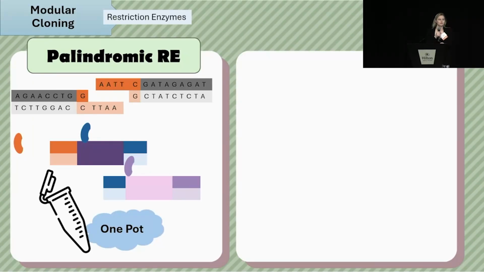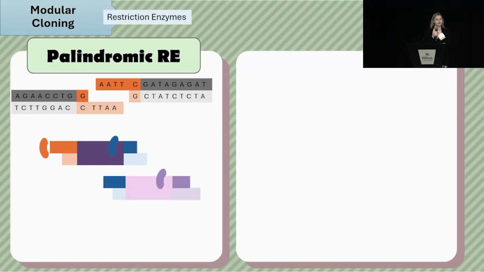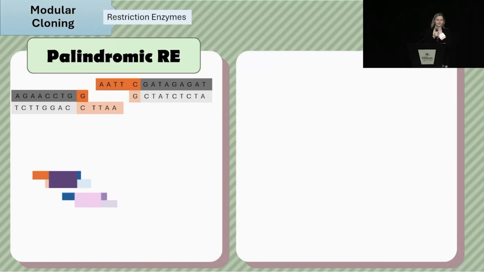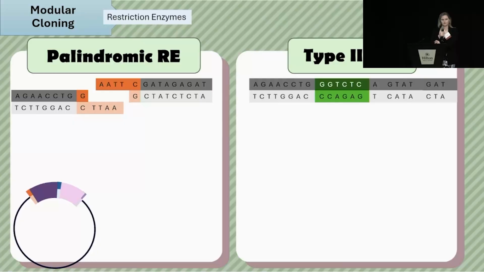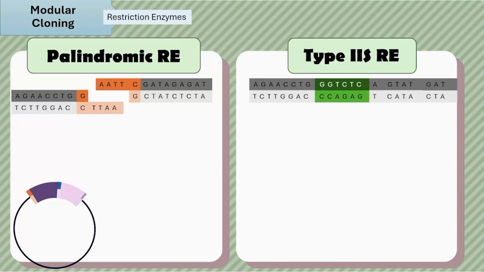Now, you can use palindromic restriction enzymes to do a one-pot reaction, meaning that everything is in one pot. But with that many enzymes, it can add up. And your limiting factor for using these palindromic enzymes for modular cloning is the price point of those enzymes. So for this reason, palindromic enzymes are not really used in modular cloning. Type 2 restriction enzymes is what's far more common.